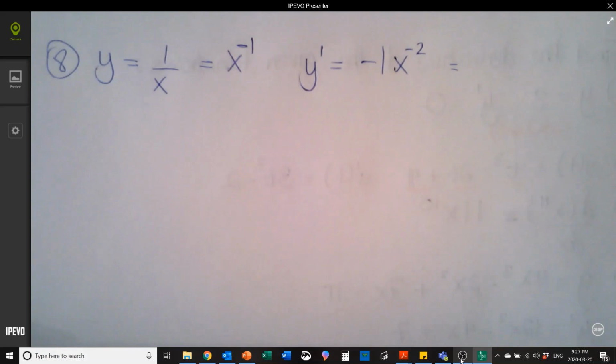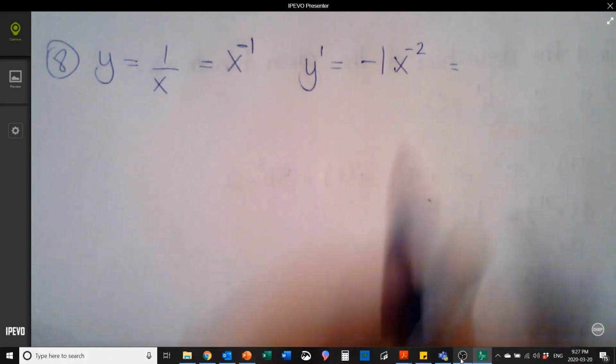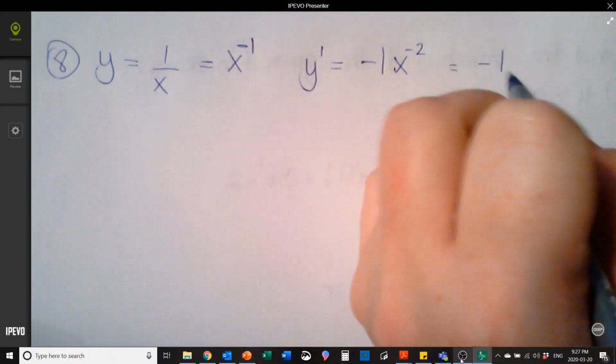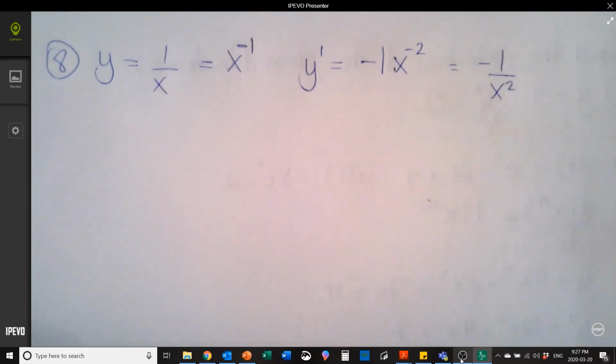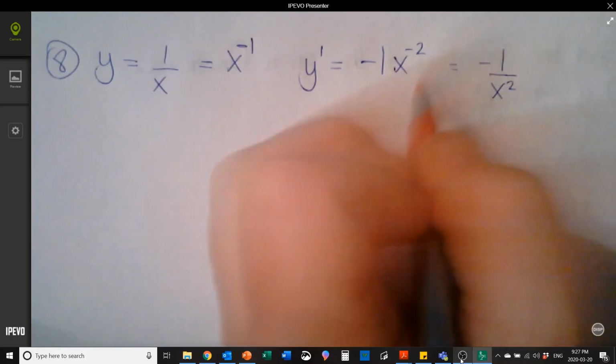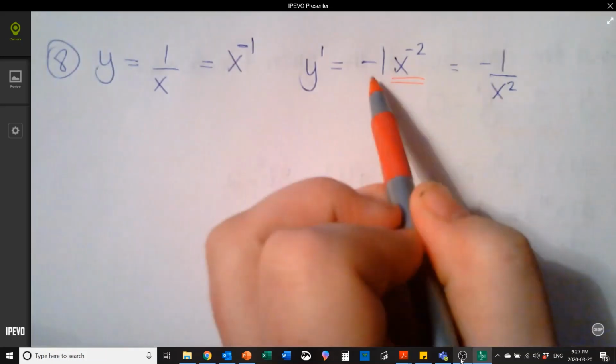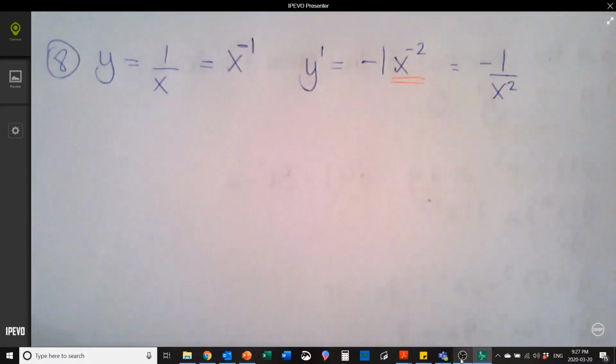So again, the only thing left to do would be to get rid of the negative exponent. So remember, you can only move things with negative exponents down, not negative numbers. So when I simplify this, I'm going to end up with negative 1 over x squared. So this is what moves down, but this stays where it is.